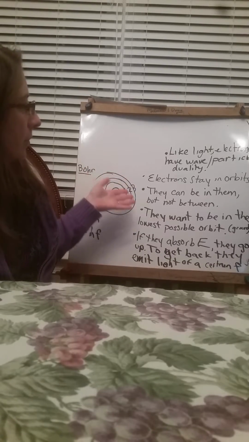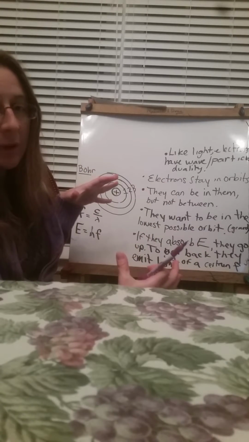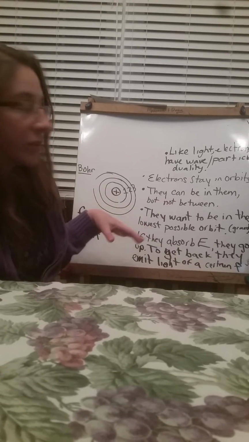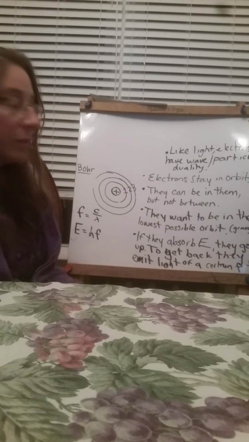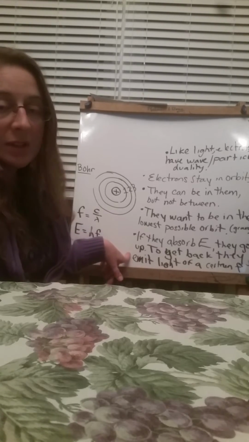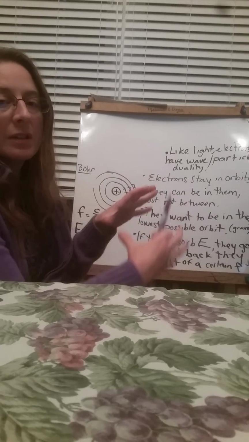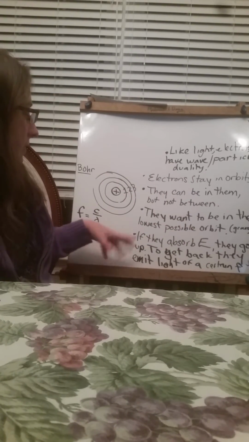So electrons have to stay in their orbit. If they absorb energy, they move to a higher orbit, but they can't be in between orbits. Electrons want to always return to ground state, so they emit specific wavelengths of light, specific colors. You'll see that. That's why fireworks have specific colors. Certain elements emit visible spectrum light.